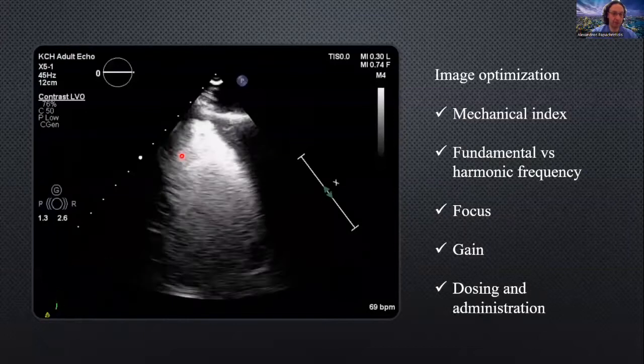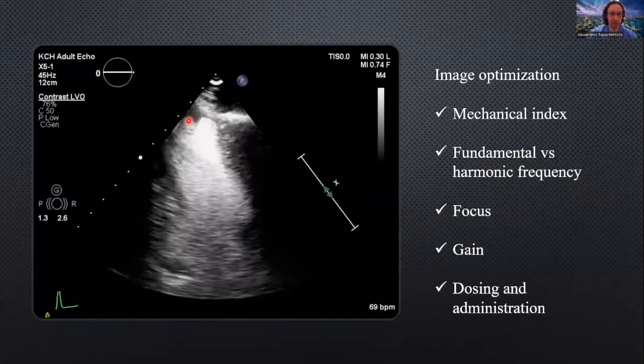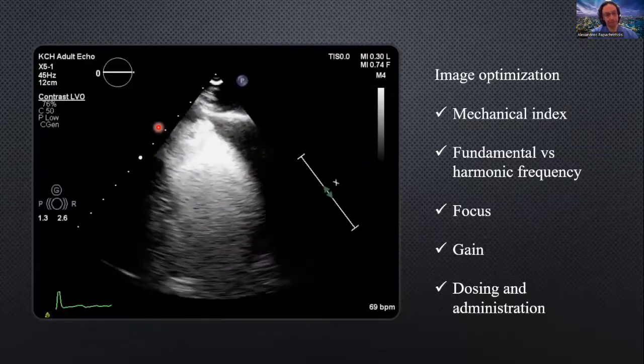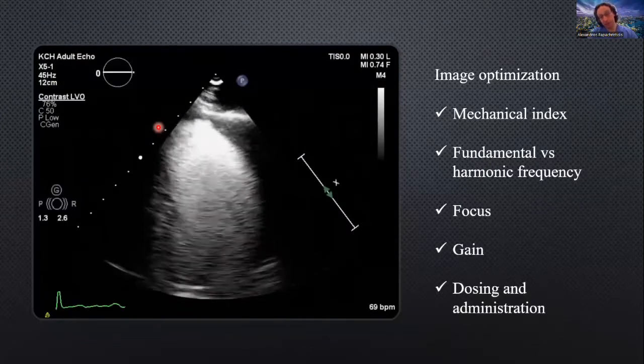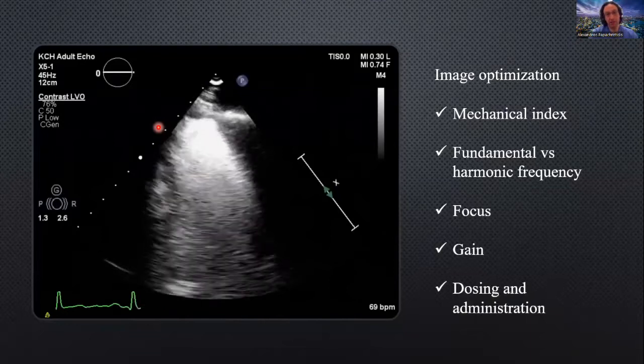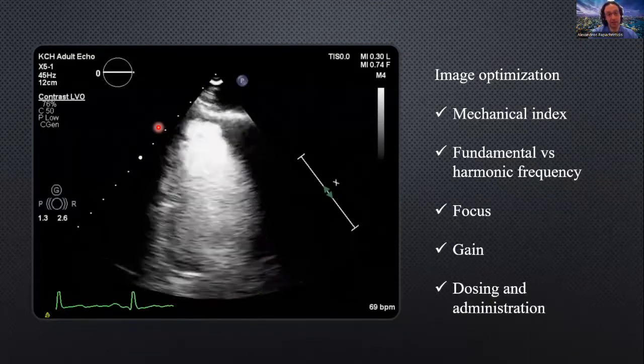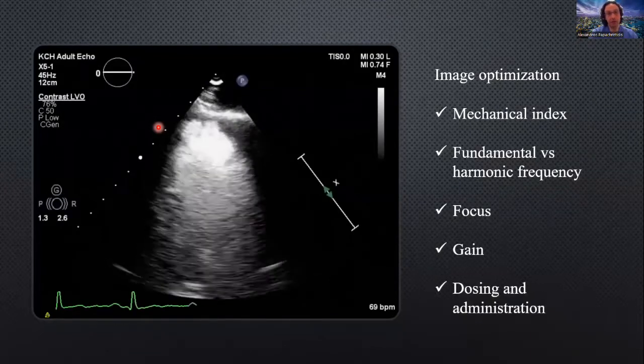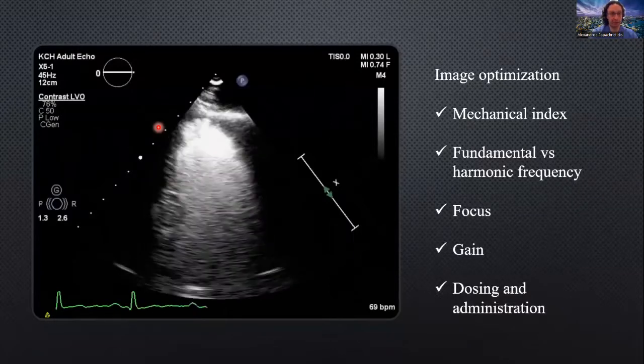And now when you open up the view, you can see the true wall and the normal shadowing from the akinetic apex, which is a bit tricky. So always be mindful when you have an akinetic apex, it's likely to have some scarring at the edge, which is going to cause some acoustic shadowing.